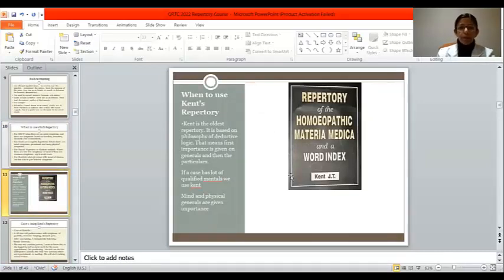So this is Kent's repertory. Kent's is the oldest repertory based on deductive logic, and this means the first importance is given to generals and then the particulars. If a case has a lot of qualified mentals, we use Kent. Mind and physical generals are given importance.